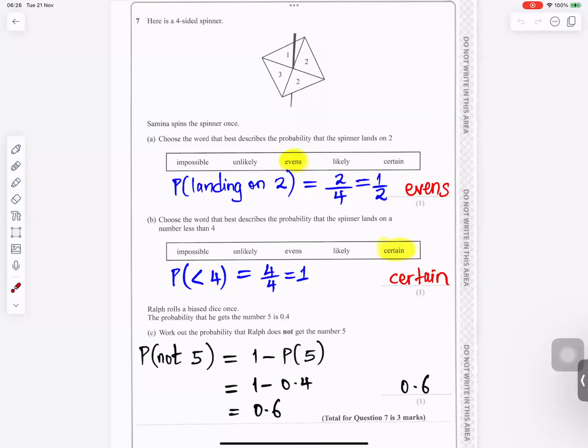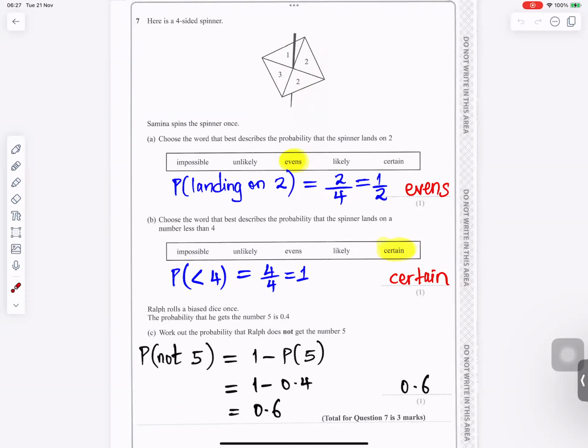Choose the word that best describes the probability that the spinner lands on a number less than 4. How many numbers are less than 4? 1, 2, 3, 4. So the probability of less than 4 is 4 out of 4, which is 1. So it's certain that it will land on one of the numbers. Part C.